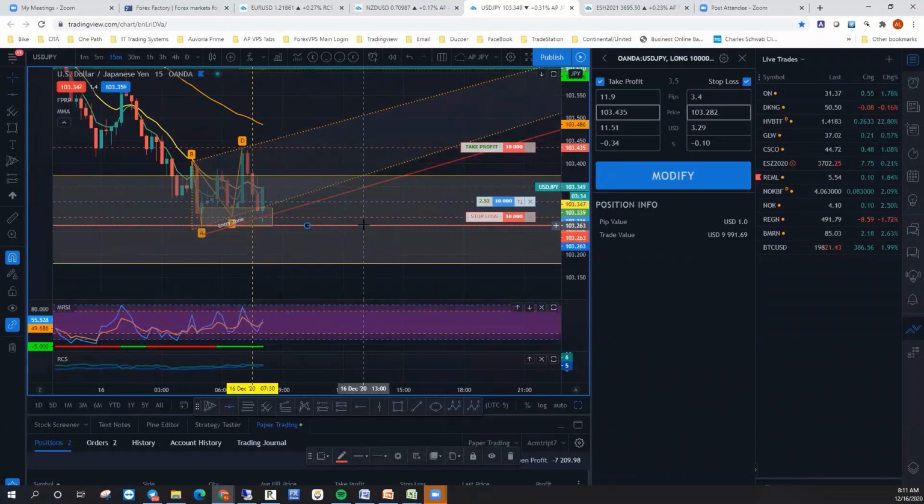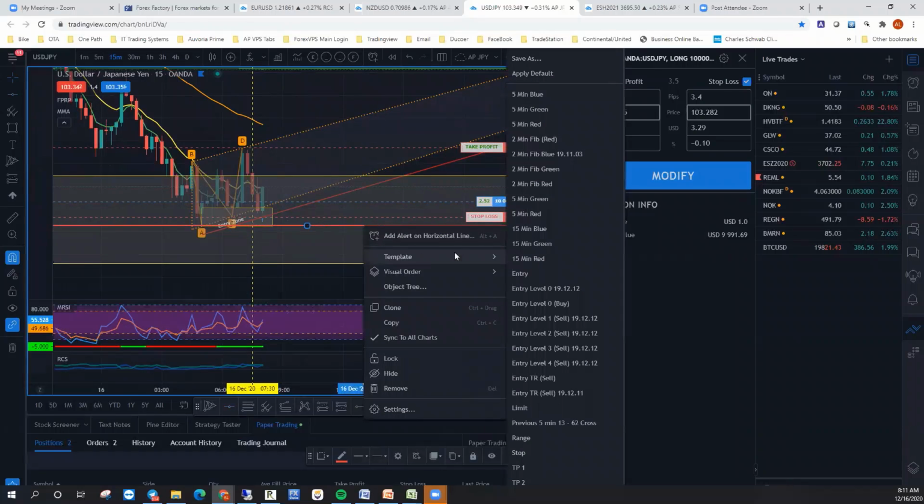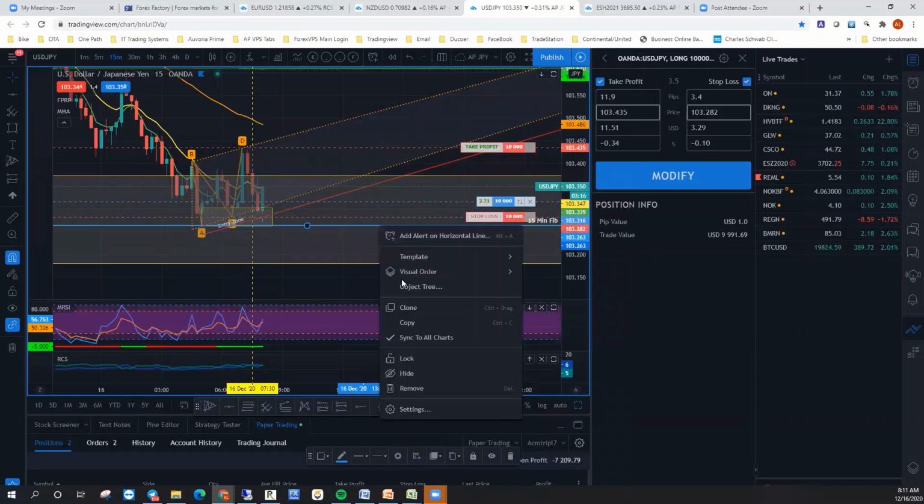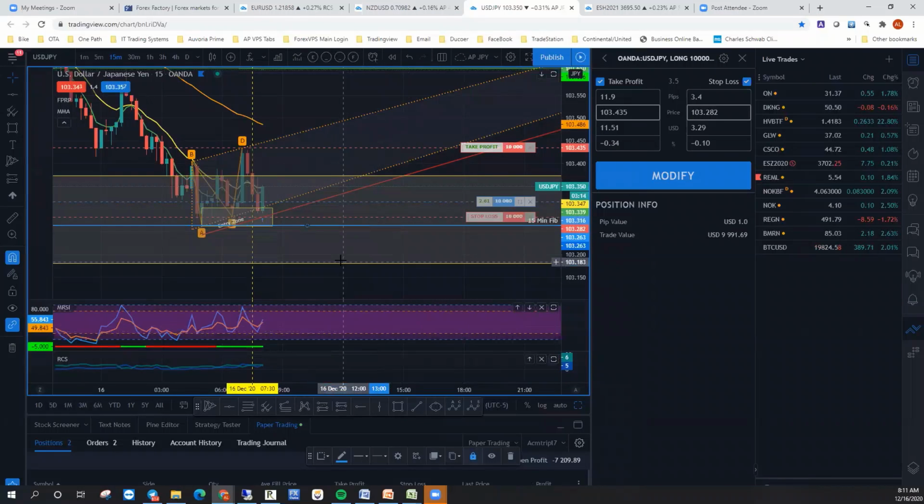I find these 15-minute lines to be very valuable, and that's why you should try and at least get the 15s on. Then I can put the 5 and 2 minutes in between to see where the inside ranges are. Let's see, blue 15 right here. Gonna lock this. And so now I can put my 5-minute fibs on.